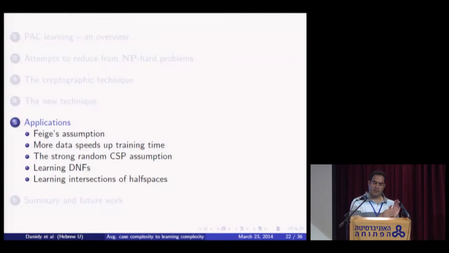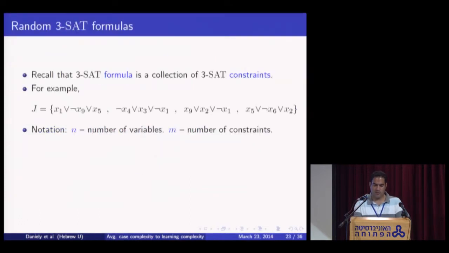is the problem that we will introduce through Feige's assumption, which gives us such a problem that is conjectured to be hard. Based on Feige's assumption, we will show our first application. This will be very brief. Then we will generalize Feige's assumption and get a stronger assumption and show other applications based on this assumption. So let's start with Feige's assumption.